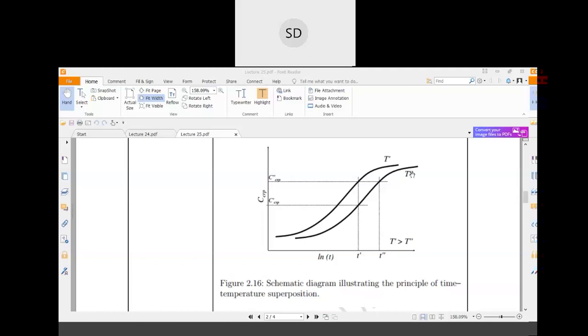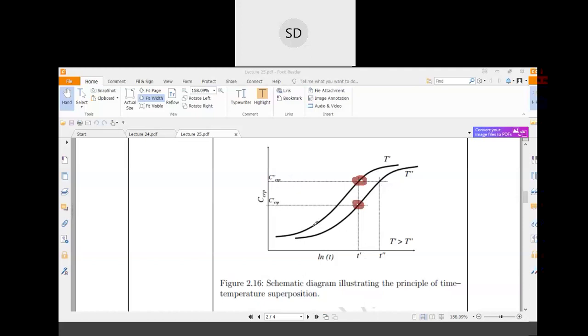Okay. Now you can observe that at the same time T dash, you are getting two creep values for different temperatures, like C creep value and C dash creep value, which are represented by these two points. So basically, at the same time you are getting two creep values for the two temperatures.